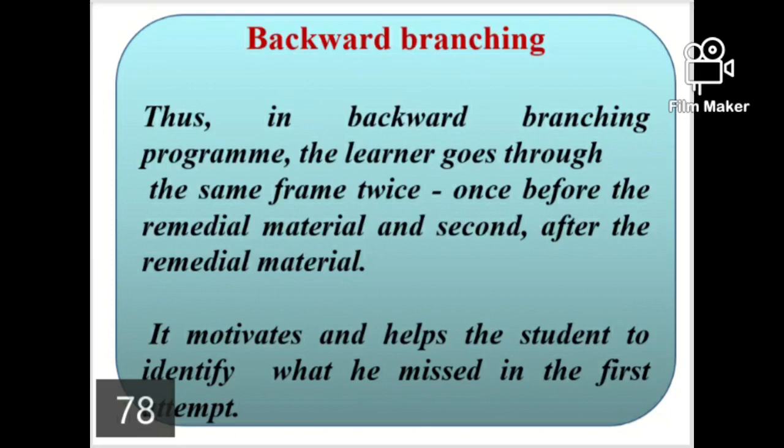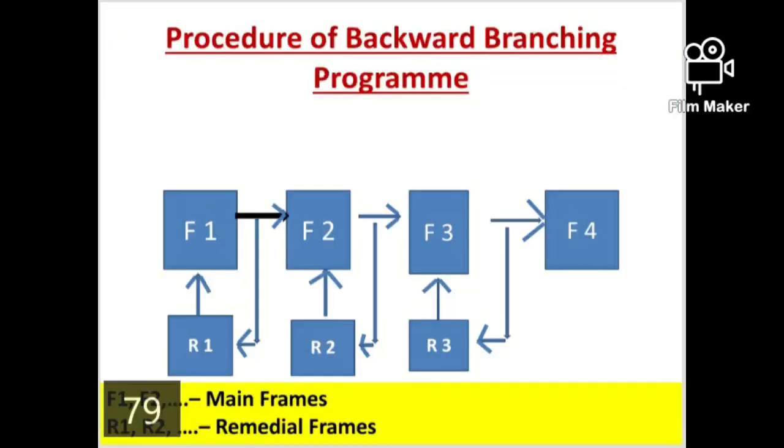Thus, in backward branching program, the learner goes through the same frame twice, once before the remedial material and second after the remedial material. It motivates and helps the student to identify what he missed in the first attempt. Procedure of backward branching program. F1, F2, F3, F4 represent the main frames. R1, R2, R3 represent the remedial frames.